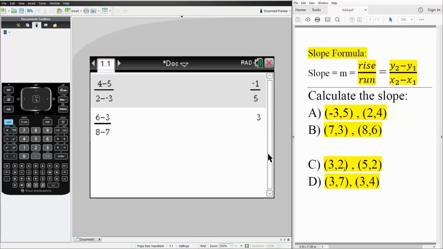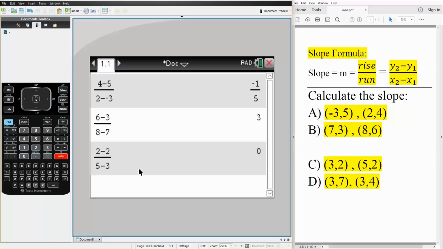Next two, we have 3, 2, 5, 2. So same thing, control, division. We do 2 minus 2, so y2 minus y1 divided by 5 minus 3, x2 minus x1. We hit enter and we have a zero slope.